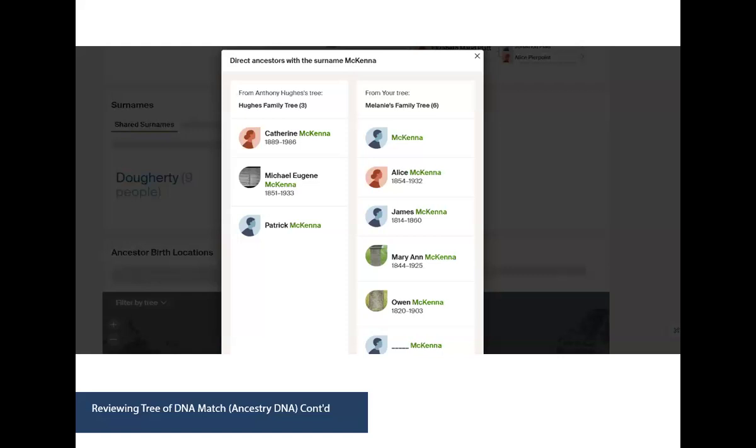And that 9 is going to include my tree and that match's tree. So I see I have 6 people in my own tree with a McKenna, and this person in their tree, they actually have 3. So I'd be curious about looking into this particular match to find out, well, maybe where does my McKenna line fit in?